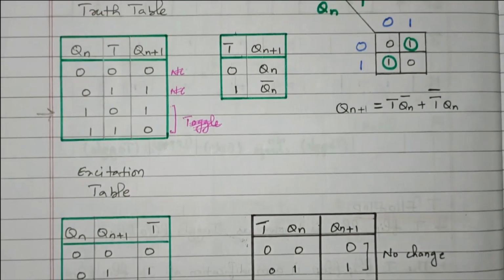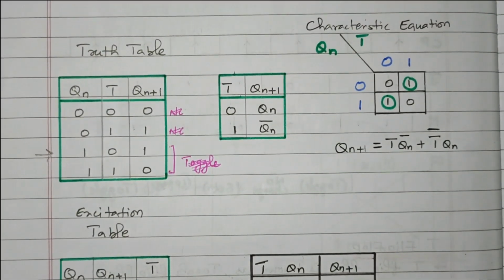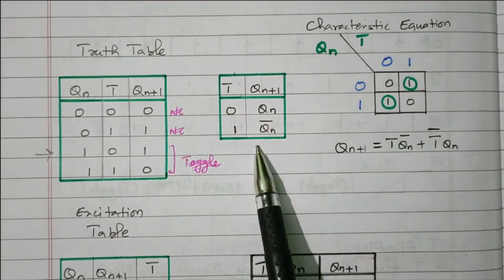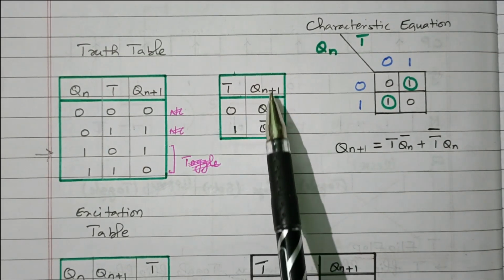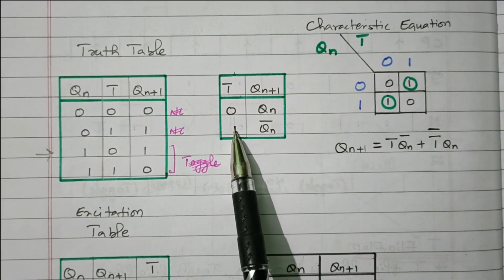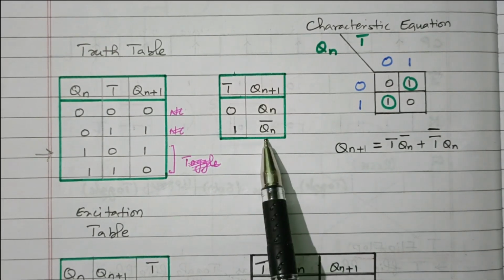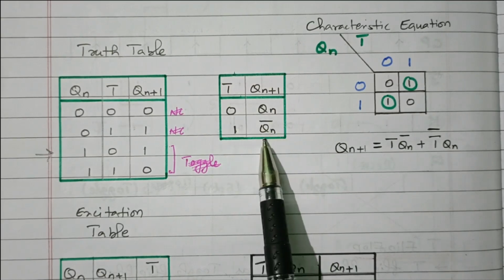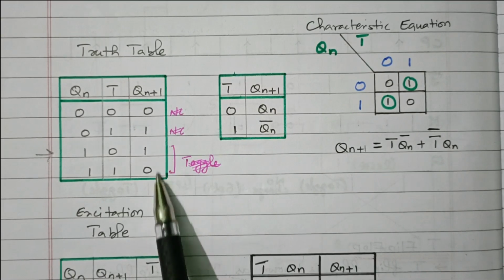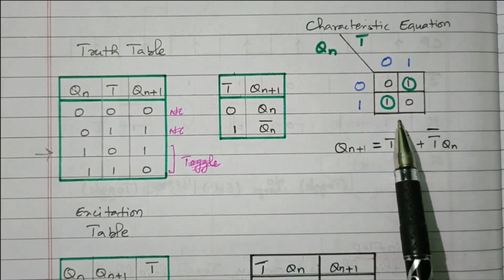Now from that we can go for the characteristic equation. So this is the modified table. T equal to 0 means Qn plus 1 is Qn. Both are the same. T equal to 1 means Qn plus 1 is Qn bar. Toggle. 0 means 1, 1 means 0. So T equal to 0 gives Qn, T equal to 1 gives Qn bar. Now from this we can go for a K map.